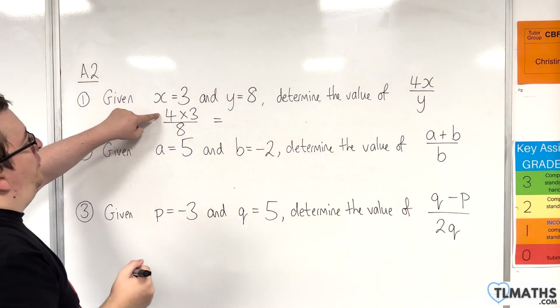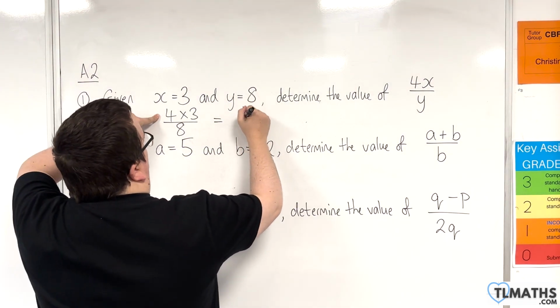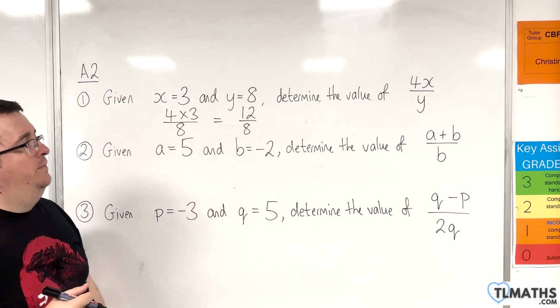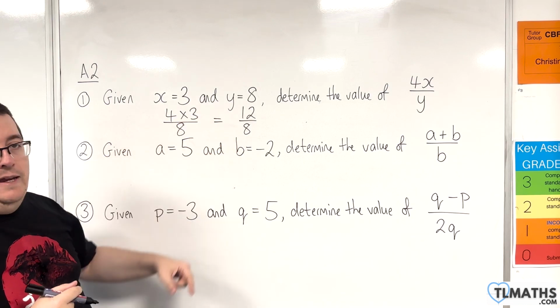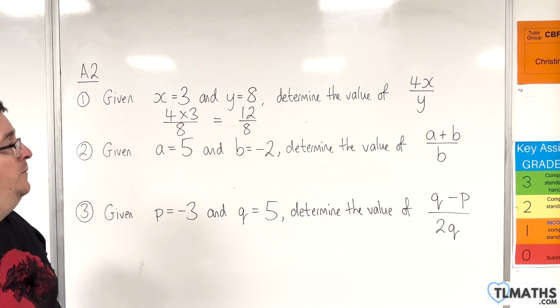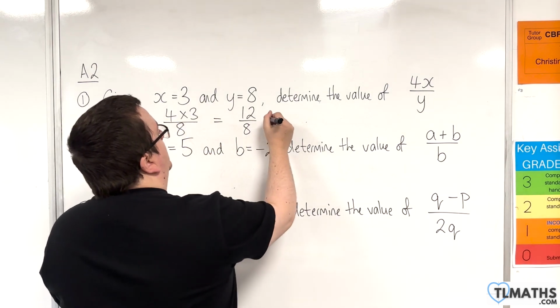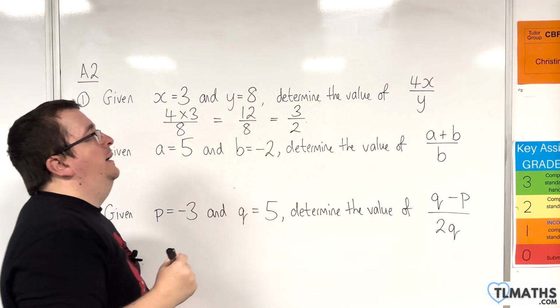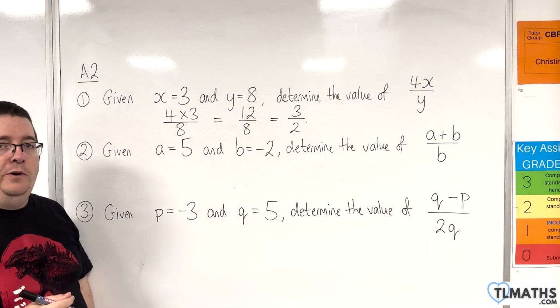So our numerator is 4 times 3, which is 12. So we have 12 over 8. So both 12 and 8 have a factor of 4, so we can divide top and bottom by 4, and we will get 3 halves. And that fraction is as simplified as possible.